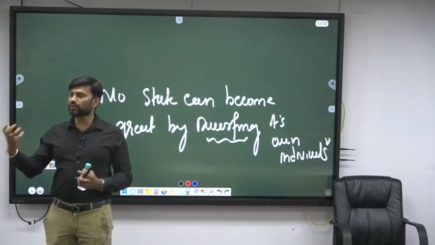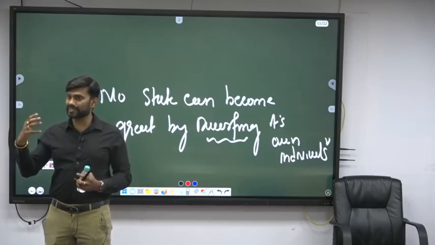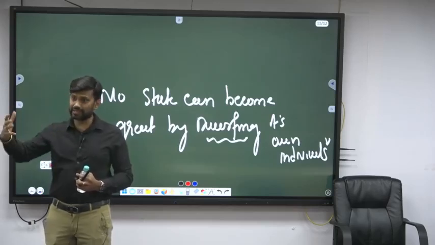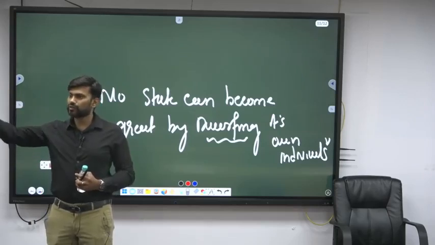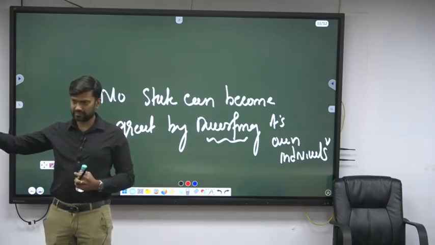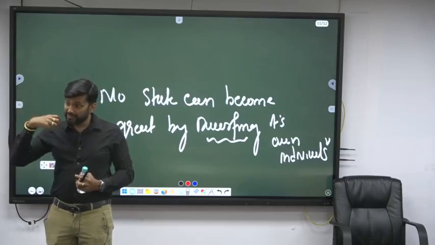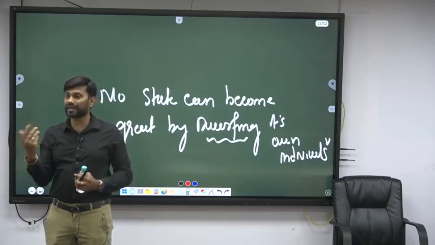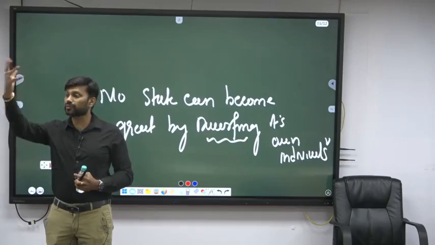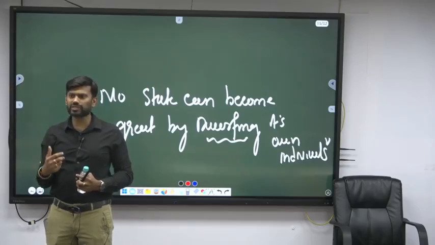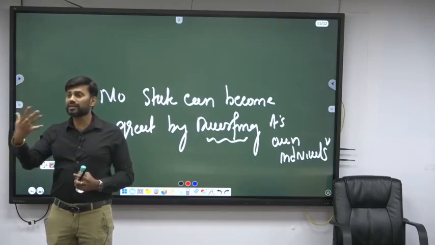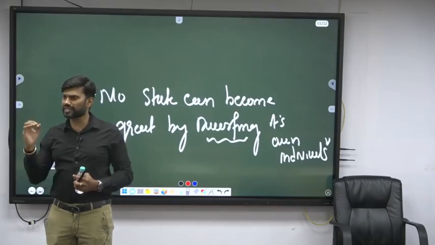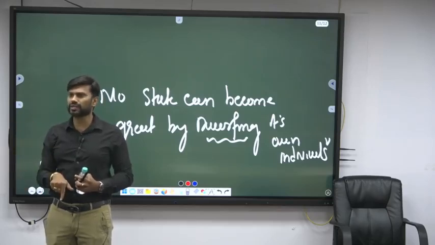When you don't allow people to express themselves, when you don't allow people in a democratic setup the freedom to protest, obviously that can take another route. What is another route? Use of violence. So that is what he told. Giving that freedom to an individual is beneficial not only for him, it is also beneficial for society at large. And that is why he told that no state can progress if it doesn't allow its individuals to freely express their opinions, freely bring their thoughts, freely bring their ideas. And that is why he told that no state can become great by dwarfing its own individuals.